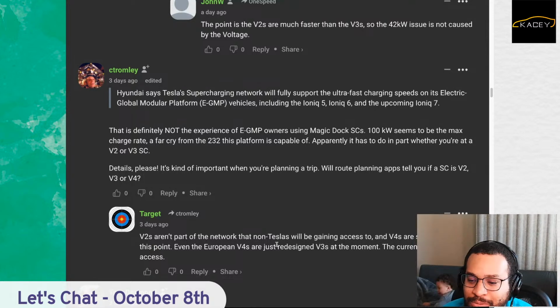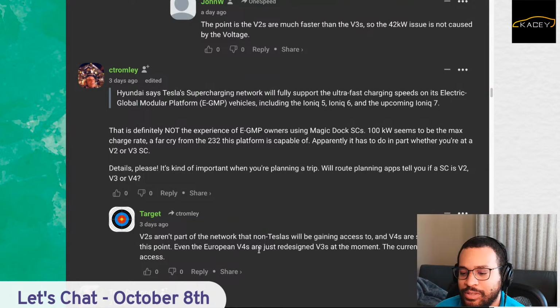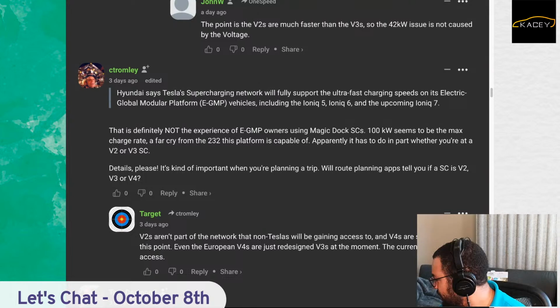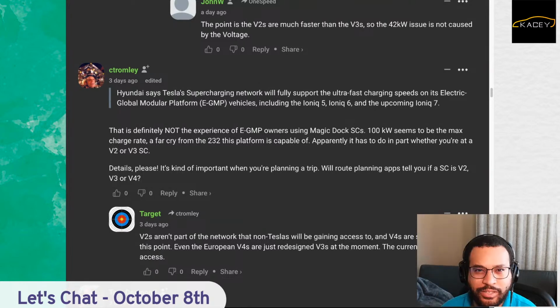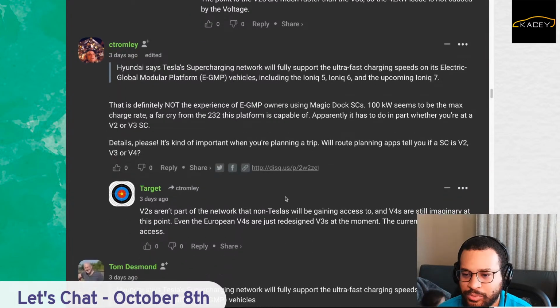V2s aren't part of the network that non-Teslas will be gaining access to, and V4s are still imaginary. That's why we'll get to the V4s in a minute. The European V4s are just redesigned V3s at the moment. They are V3s with V4 pedestals. The current deal is for V3 access. Yeah, so like I said, V2s happen in Europe, so I'm wondering if that's where we're getting these numbers.